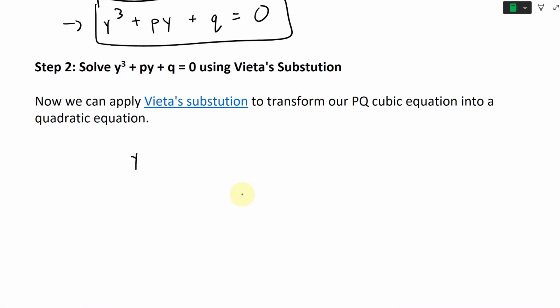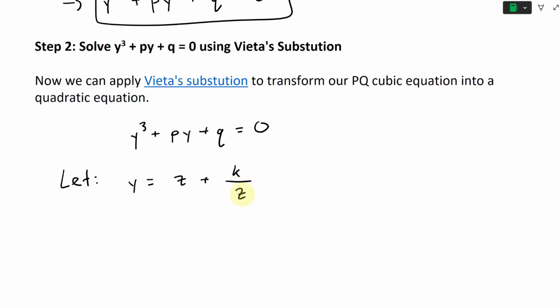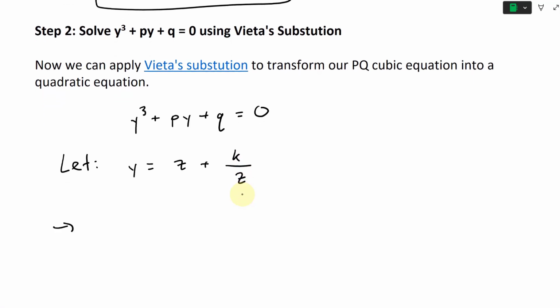So let's just write our pq form of the cubic equation: y to the power of 3 plus p y plus q equals 0. And now we're going to let y equal this Vieta substitution, z plus k over z. So we have this, and now what we'll do is put this inside. We're going to get y, which is z plus k over z, cubed, plus p, and then z plus k over z, and then plus q equals 0.